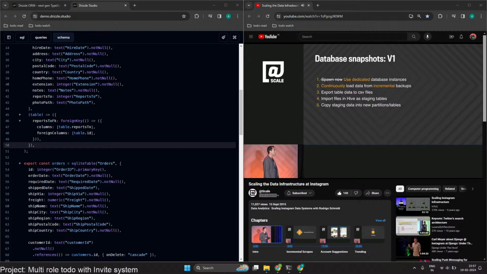So instead of starting new instances every time, we would just use dedicated databases. And instead of loading backups from scratch, we would just continuously have them load the incremental backups as they were being stored on S3. That in itself helped a lot in the process, and we also optimized steps 3, 4, and 5.